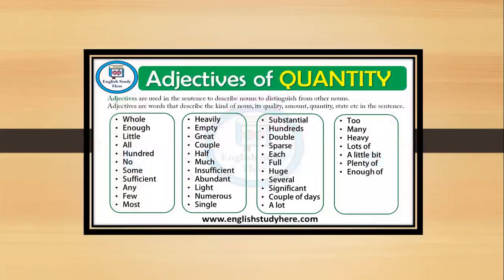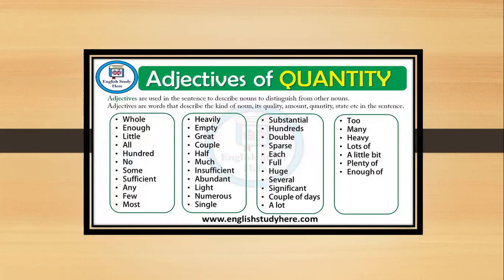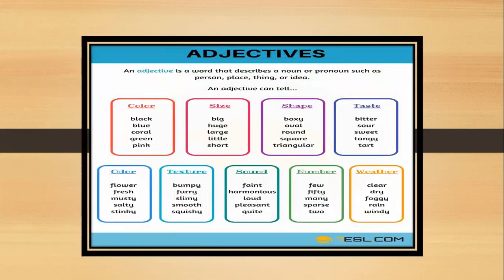Let's move forward. I have given you some examples of adjectives of quantity. There are so many examples; you can read them over here. Like whole, enough, little, all, no, some, sufficient, hundred, any, few, most. I've also given empty, great, couple, half, much, insufficient, and many more. Okay, so you can read it. You can take a screenshot. Let me just come back. I'm giving you 2 seconds. 1 and 2. Okay.